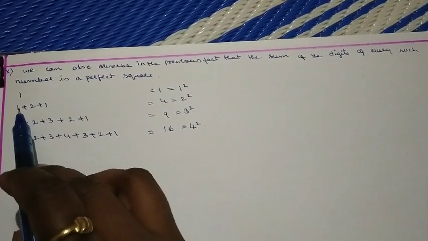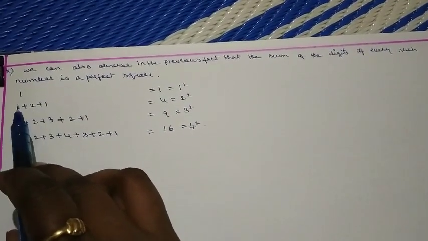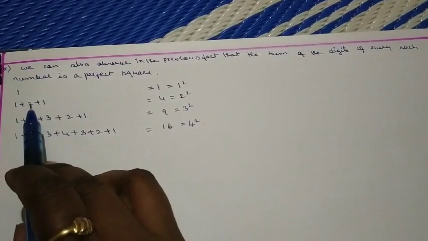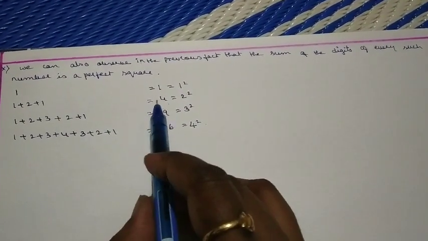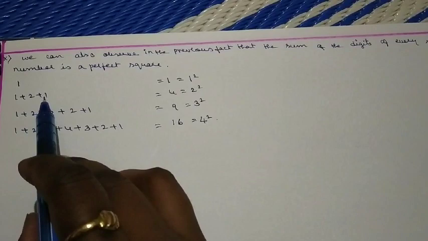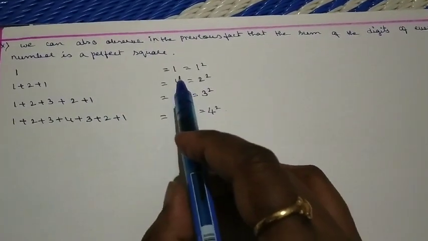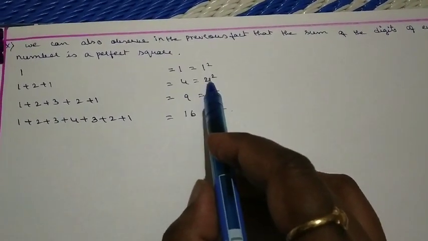In the previous one, 1, 2, 1, which is nothing but 11 square, right? So 1 plus 2 plus 1 is nothing but 4. You can add up 2 plus 1 plus 1, which is nothing but 4. 4 is again a perfect square.